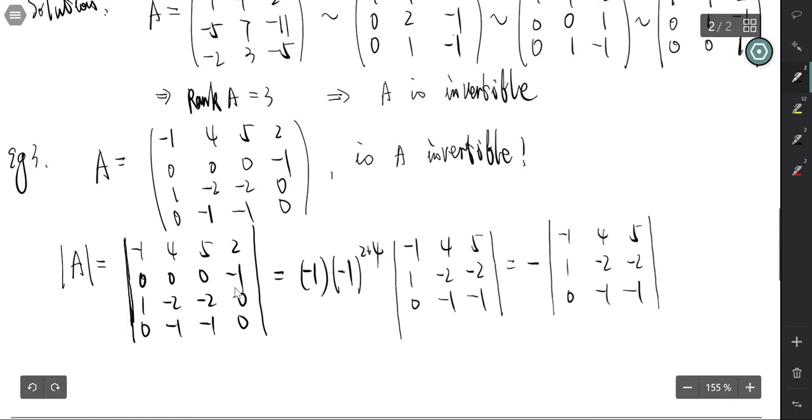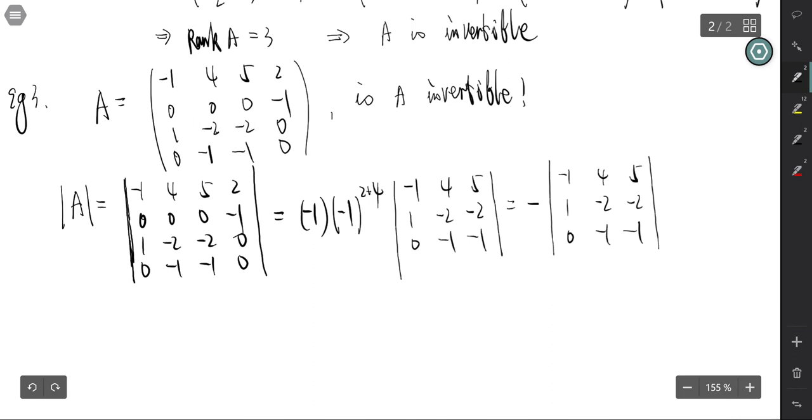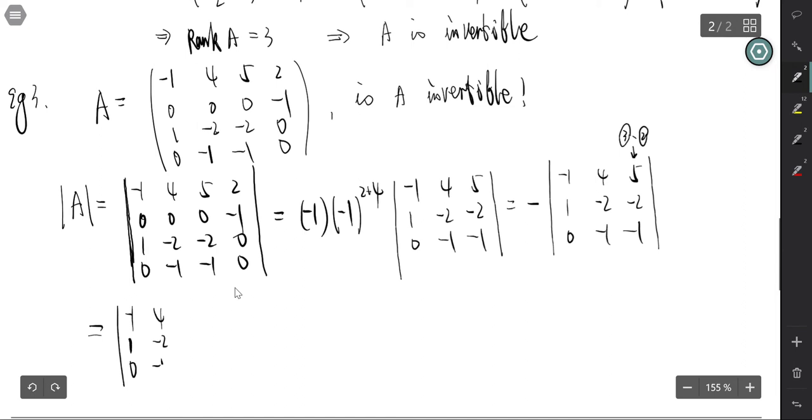And then we use the third column minus the second column. The third column minus the second column equals negative 1, 1, 0. 4, negative 2, negative 1. That is 1, 0, 0. So expand, oh, that's negative.